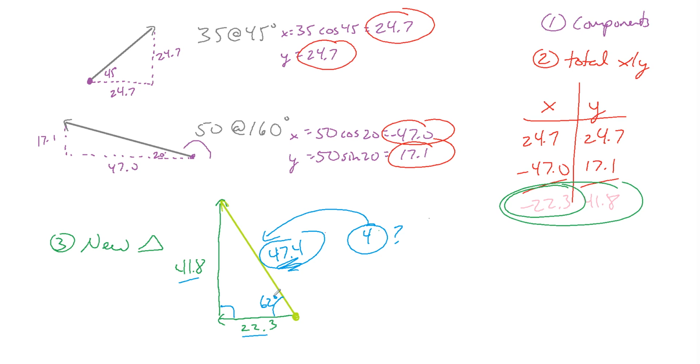Okay, so let's get the actual answer. The length of the vector, that's the 47.4. Now, what angle is that? Well, I don't actually want to use this angle. This is where I started from, and I want to go from the positive x-axis, which is over here. So I actually want to wrap it around this way. So if this is 62 over here, this has to be 118 to add up to the 180. So my answer would be 47.4 at 118 degrees, and that would be those two vectors added together.